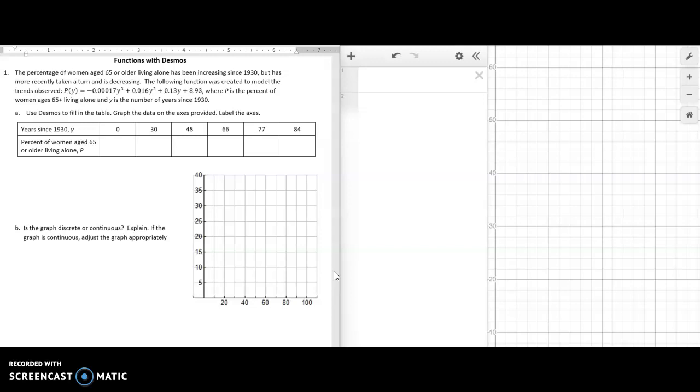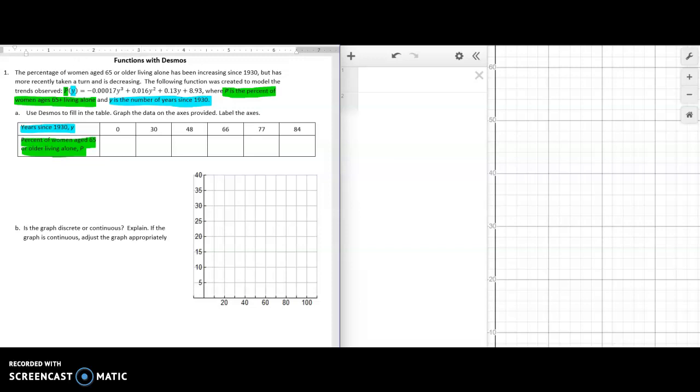So we have P of Y equals this function here, where P is the percent of women living alone. And since P is on the outside of the parentheses, we know that P is our output. We also know it's on the bottom of our table. All right, and then our input is the Y, because it's inside the parentheses, and Y is the number of years since 1930, it's also on the top of the table, so we know that what comes first on the table is our input as well.